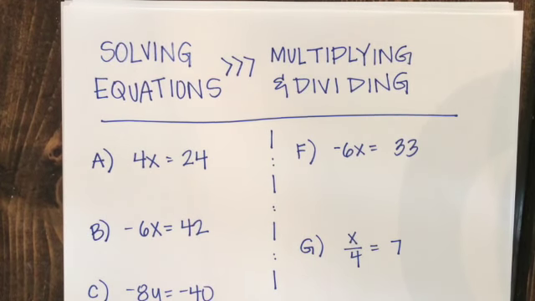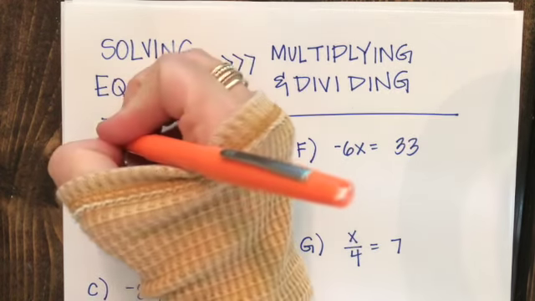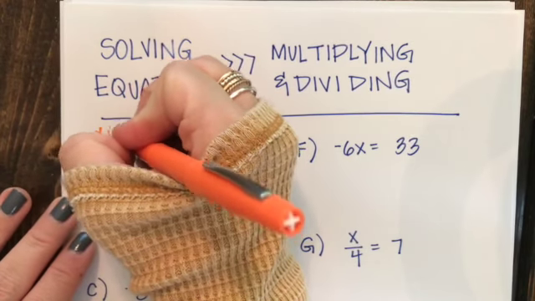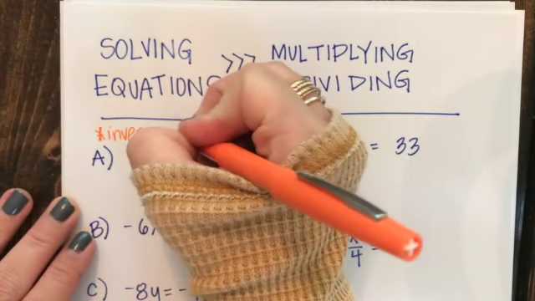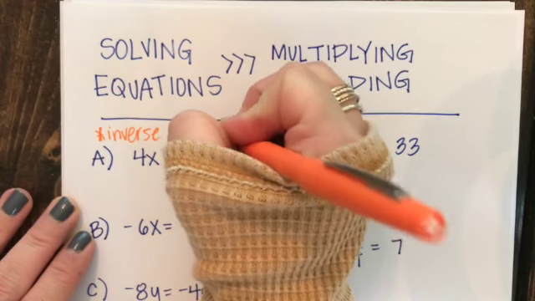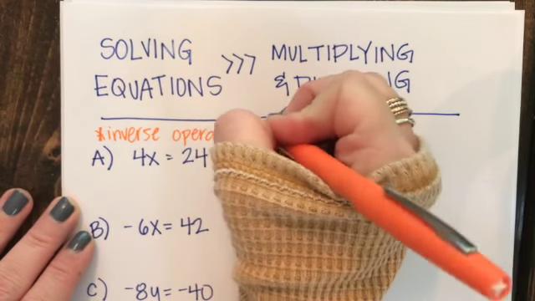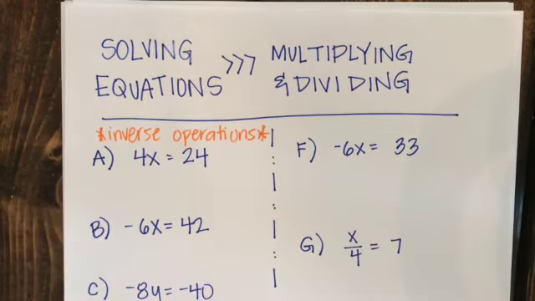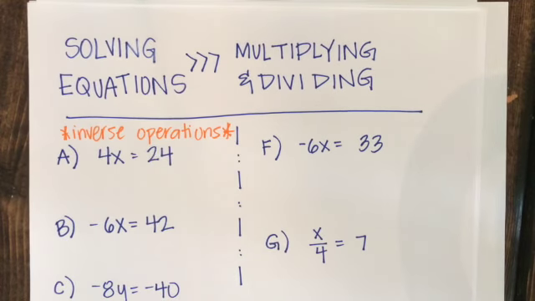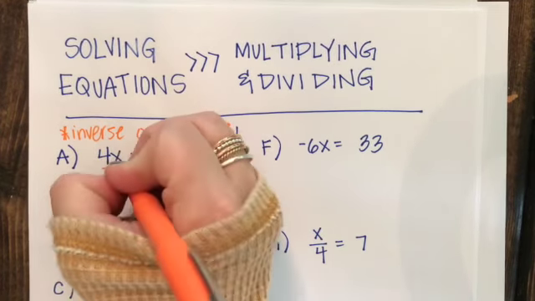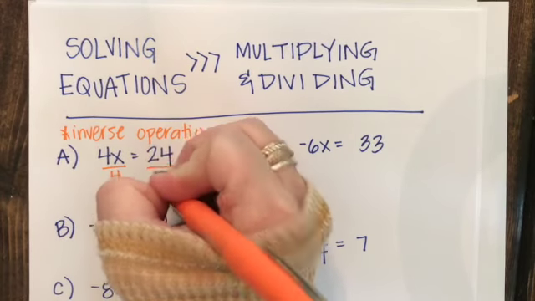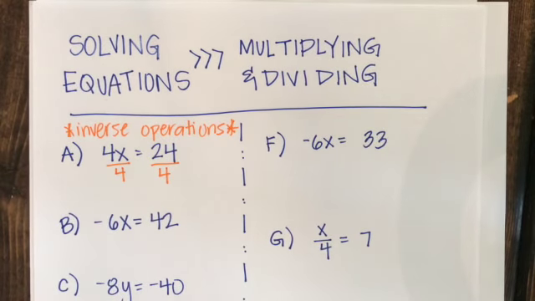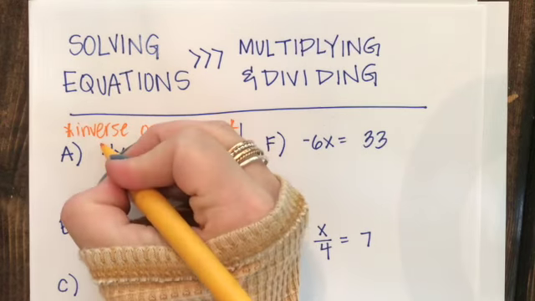Okay, today we're going to continue solving equations, and it's going to be multiplying and dividing instead of adding and subtracting. So we're still using inverse operations, which just means the opposite, to solve these. So for example, on letter A up here, we have 4x equals 24. So we're going to divide both sides by 4. Okay, and I want to do that because I'm trying to get rid of this 4.